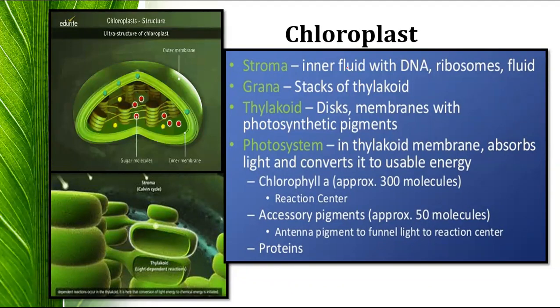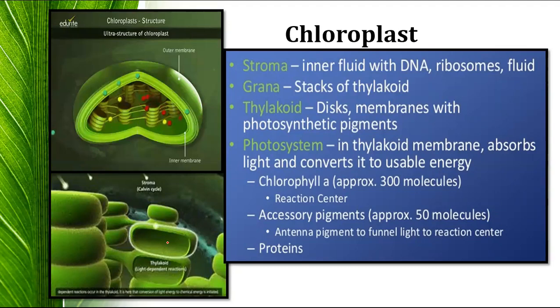Now the stroma is the inner fluid, in which the DNA and ribosomes are present. In the stroma, the grana have stacks of thylakoids. This is the grana; these are the stacks of thylakoids. A single disc-like structure is called a thylakoid, and this disc contains photosynthetic pigments.